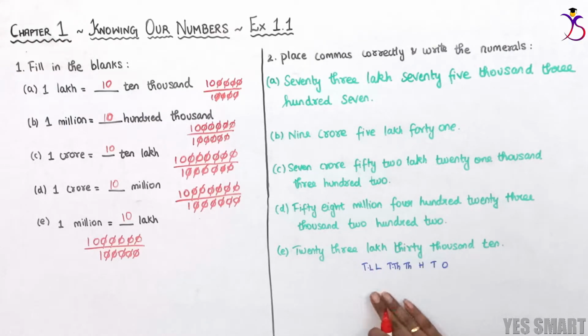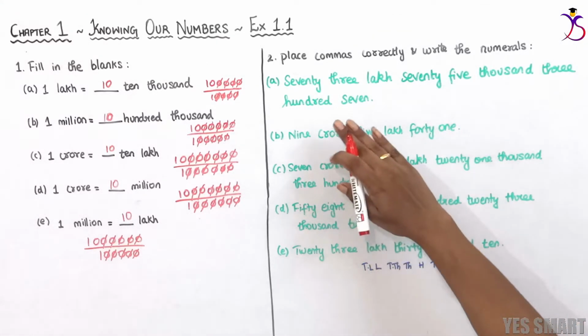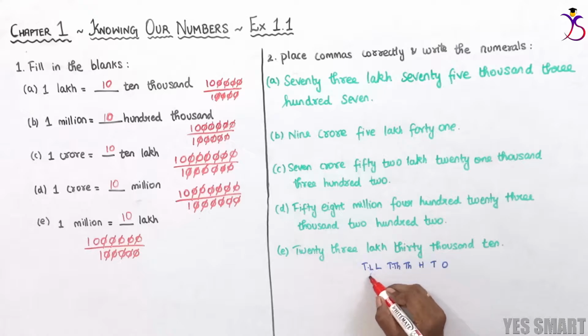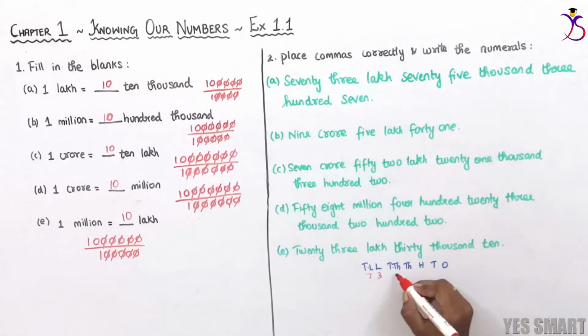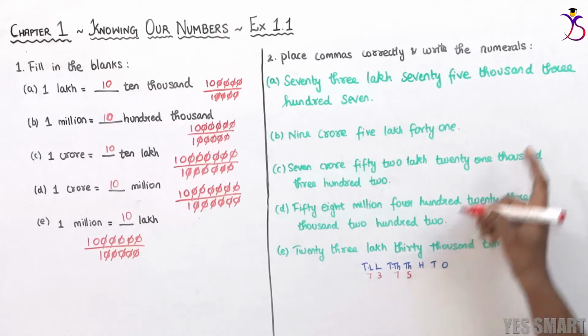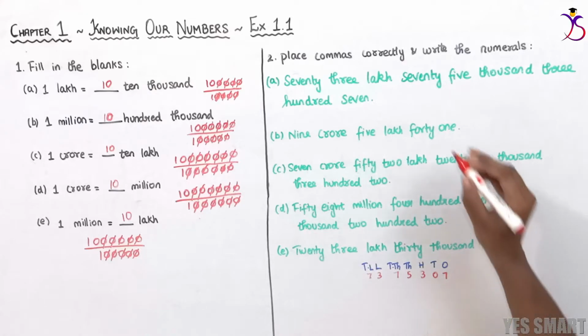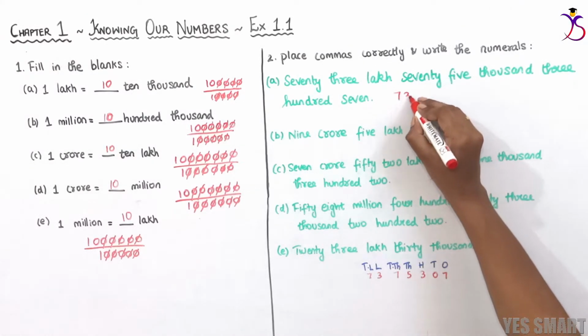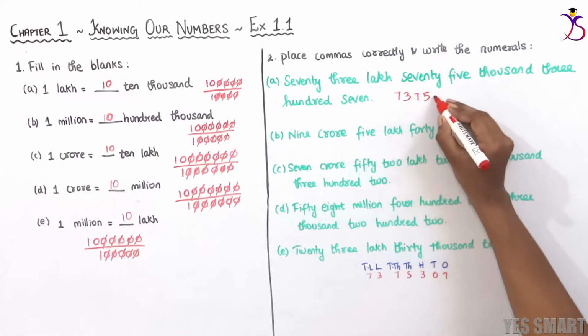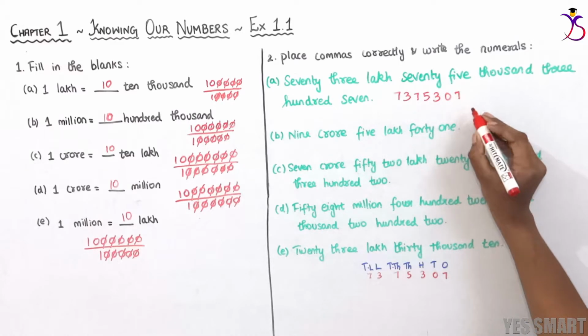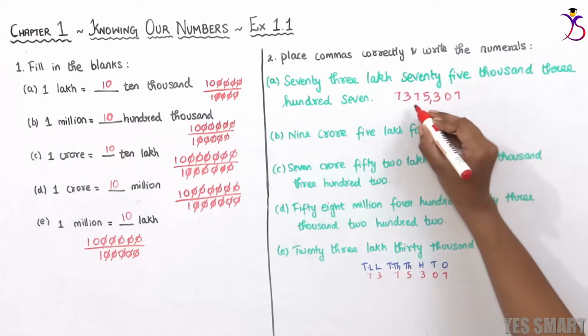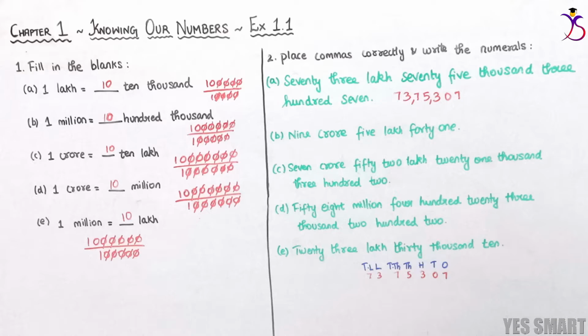So the first subdivision has 73 lakh. Let's write 73 in the place of lakhs. Next, 75,000. So in the places of thousands, we will be writing 75. Then 307. So this is the exact value: 7375307. Now we have to place the comma. So we will place the commas after 3 digits, then after two digits.